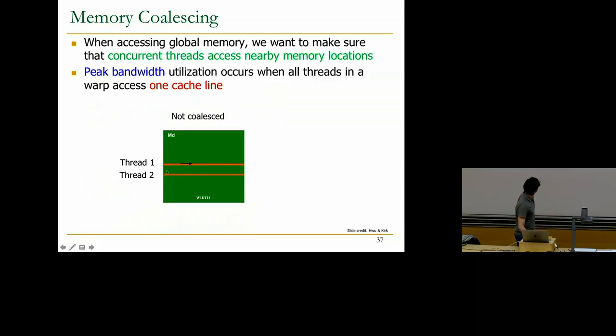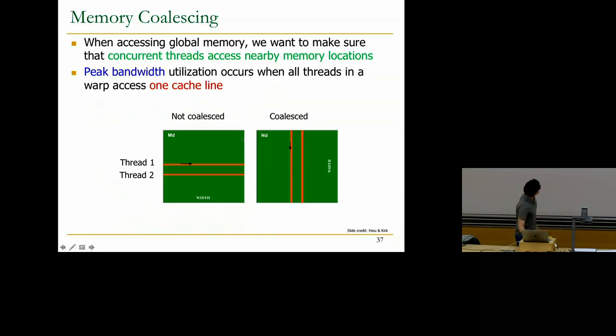Now observe that if the first memory access of thread 1 is here, and for thread 2 is here, there is a stride between these two memory locations, and this stride is equal to width. If my matrix is very small, the stride is not a problem, and they might even still be in the same cache line, but if the width is 4K, then for sure they will go to different cache lines. And the problem here is that for these two threads, I will actually need 2 memory accesses. So I'm reducing the maximum possible bandwidth by 2.